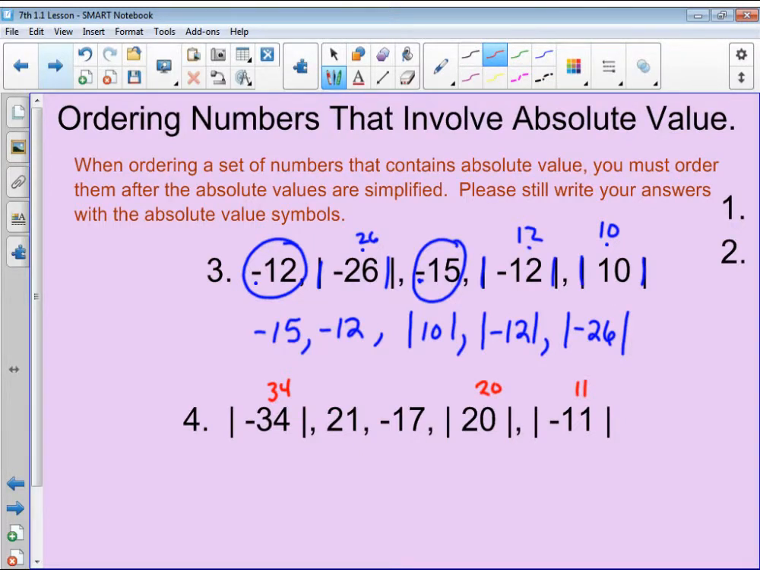Okay, so on this one, I only have one negative to worry about, so that's pretty easy. And of my positives, I would go 11, 20, 21, 34. So 11 was really the absolute value of -11. And 20 was the absolute value of 20. And 21 was just 21, so no absolute value symbol there. And 34 was actually the absolute value of -34.